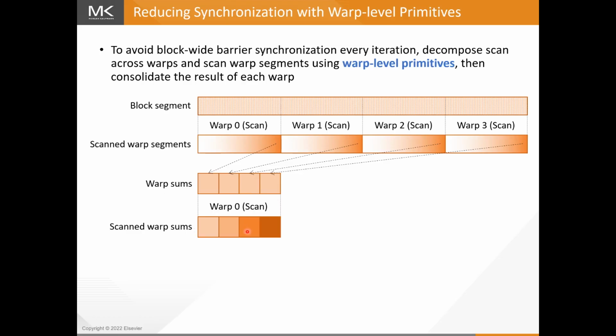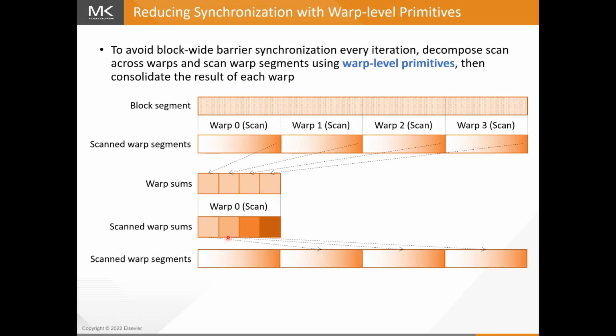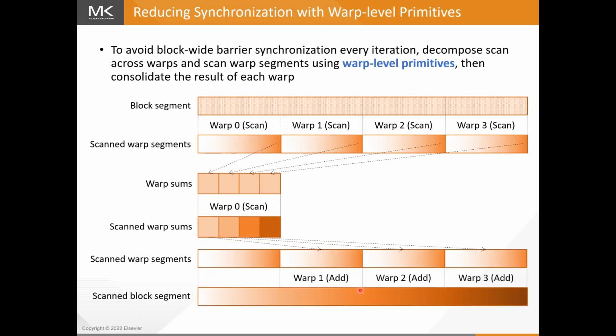What each warp can do is go and get the scanned sum of all the previous warps and add that value to its own elements, and that will produce the final scanned block sum. So warp 1 goes and gets the sum of warp 0. Warp 2 goes and gets the sum of warp 1 and warp 0, which is this value right here. Warp 3 is going to get the scanned sum of warp 2, which is the sum of the elements in warp 2, warp 1, and warp 0.